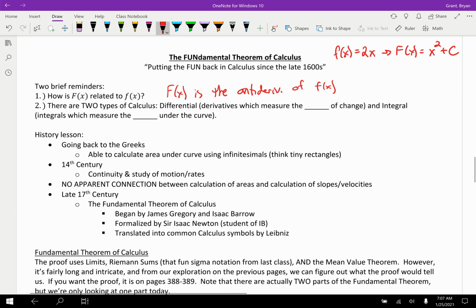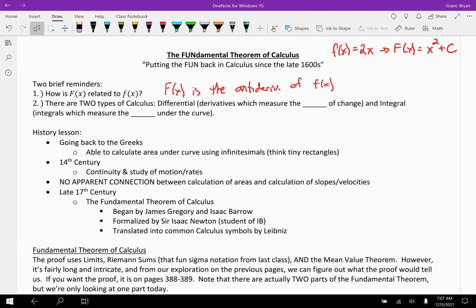Okay. And also, there are two types of calculus that we know. There is differential calculus. That was our focus last semester. They're derivatives which measure the rate of change, specifically the instantaneous rate of change. And then there's integral calculus, where integrals measure the area under the curve.